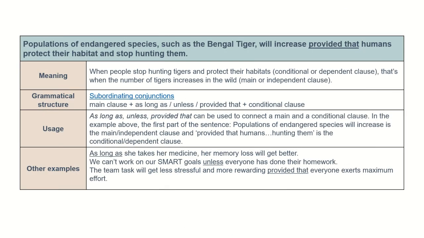The last topic that we have in grammar is subordinating conjunctions, specifically talking about as long as, unless, and provided that when we use them with conditional sentences. So when I say populations of endangered species such as the Bengal tiger will increase provided that humans protect their habitat and stop hunting them, I have a condition and result.